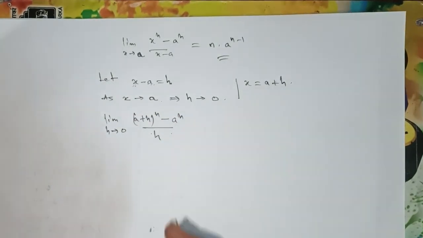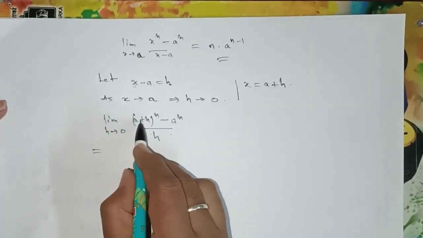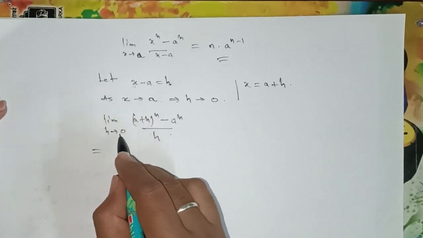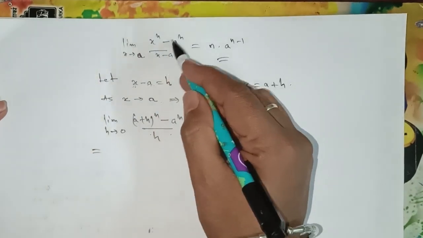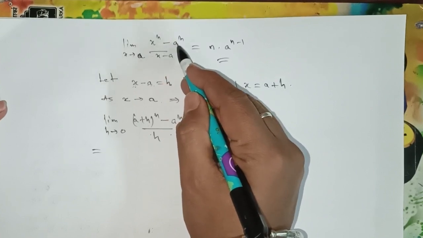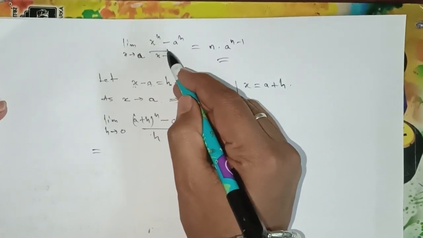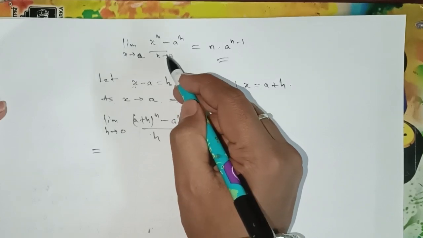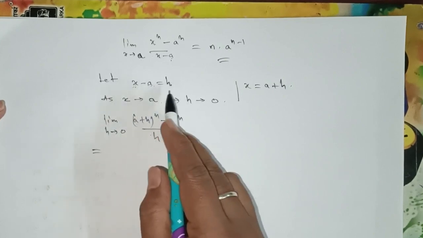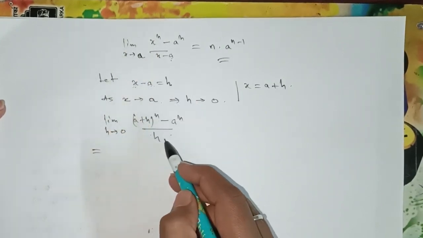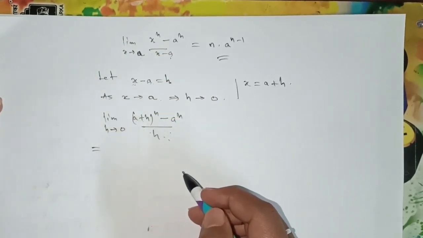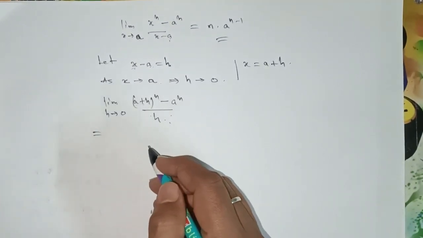Okay, so what you can find here is that we're going to apply the direct substitution method. If we substitute here, a to the power n minus a to the power n gives us 0, and a minus a gives us 0. 0 by 0 is an indeterminate form. Direct substitution method you can't apply here. Similarly, after transforming this limit into this form and then substituting, again you are getting 0 by 0 form. So the direct substitution method you cannot apply.